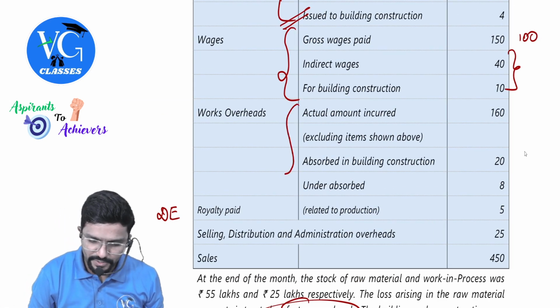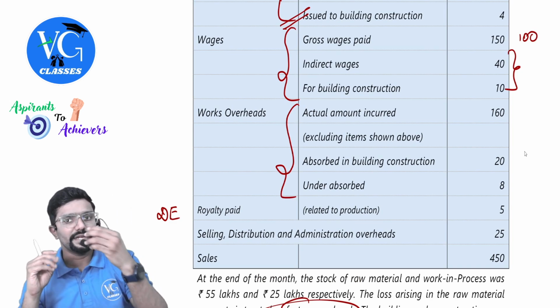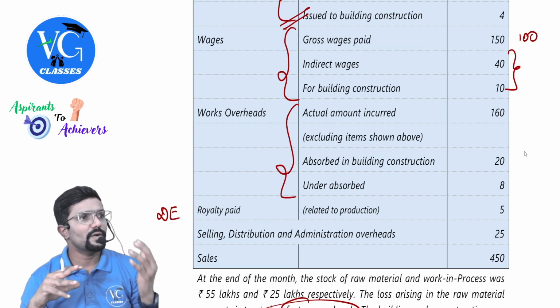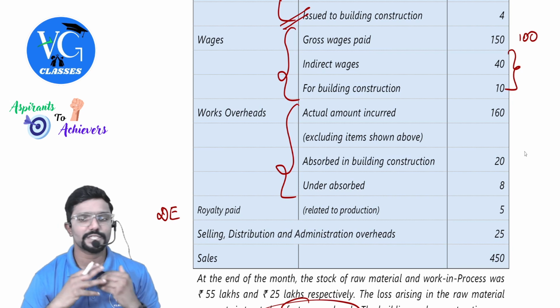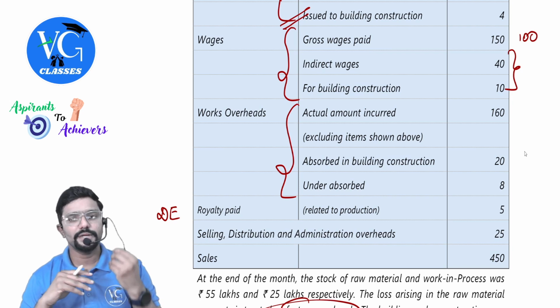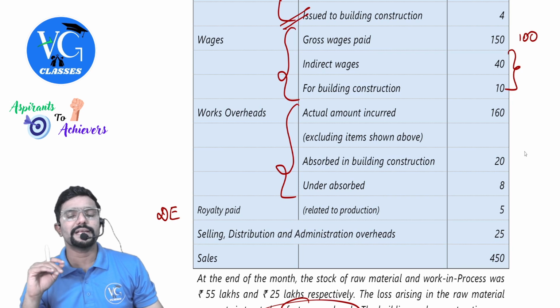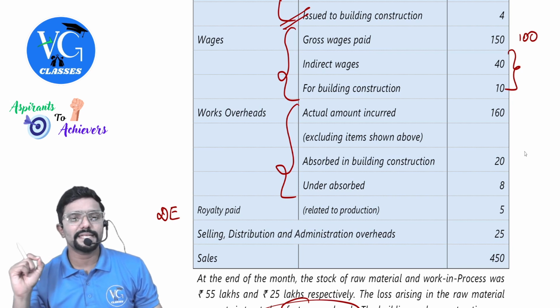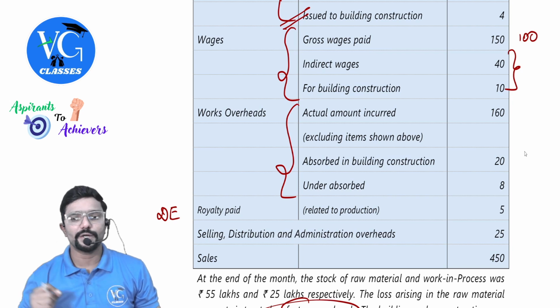Work overheads. Coming to this part. Actual amount incurred 160. What is the entry, guys? Work overhead control account to cost ledger. Then absorbed in building construction, so transfer it to the building construction account. What is the entry? Building construction to work overhead control account.